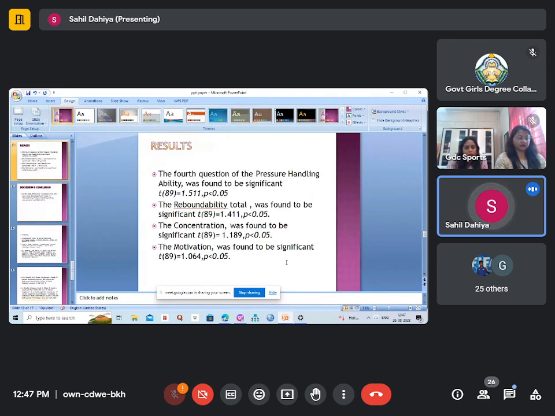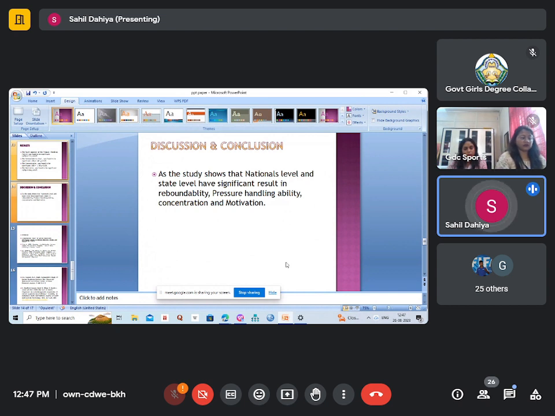In this result, pressure handling ability was found to be significant, rebound ability total was also found to be significant, concentration was also found significant, and motivation is also found significant at the 0.05 significance level. The discussion and conclusion of the study was that national and state level players show significant differences in rebound ability, pressure handling ability, concentration, and motivation.